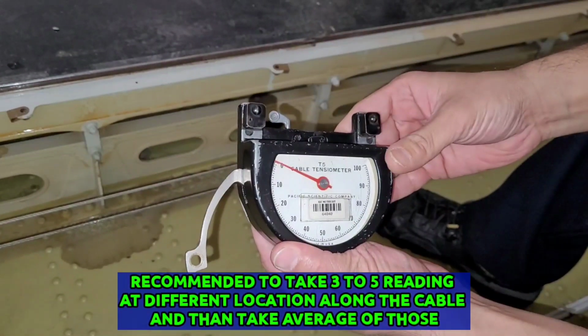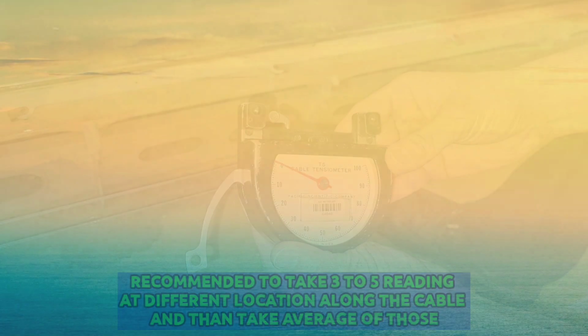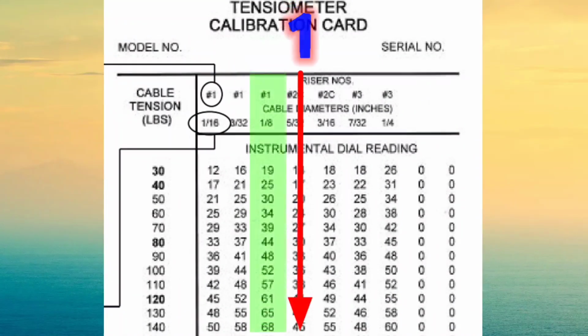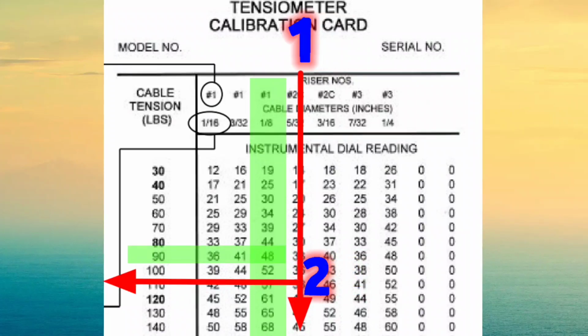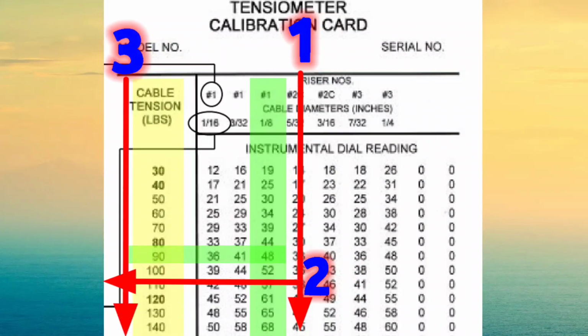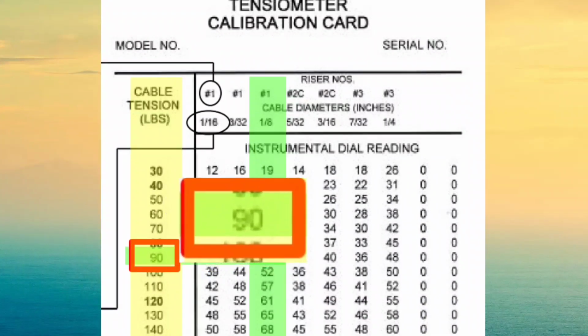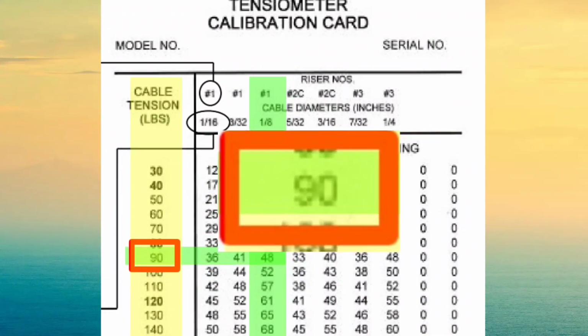It is recommended to take 3 to 5 readings at different locations along the cable and then take the average of it. Once again we will refer to the calibration table. We will go down the column of our riser and cable gauge, then check our dial reading. With our dial reading, we will check the respective tension on the left side of the table in the cable tension column. So in our case, we will check number 1 riser with 1/8 gauge size. Our reading was 48 on that line in the first column. In cable tension, we are getting 90 pounds of tension on our cable at that particular temperature.